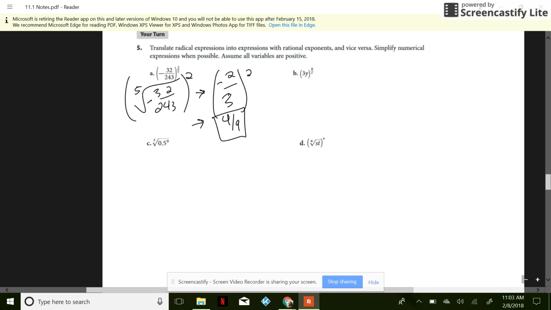3y to the b over c. So there's two ways you could do this. You could take the c root of 3y to the b power, or the c root of 3y, and then raise that to the b power.